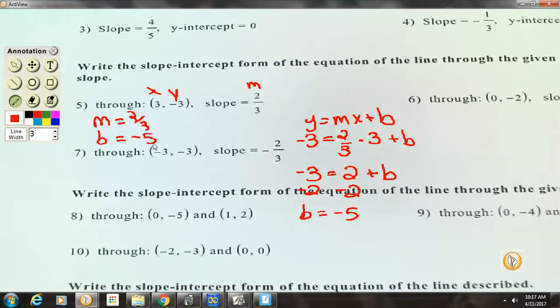So if you have M and now we have B, can we write our equation? Our equation will be Y equals 2/3 X minus 5. Make sure you put X in there. Y equals 2/3 X minus 5.